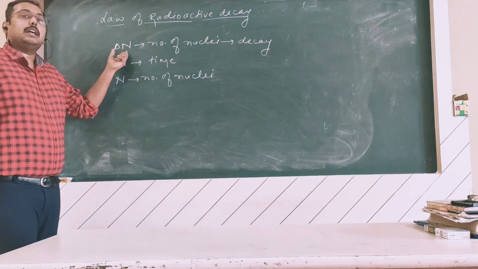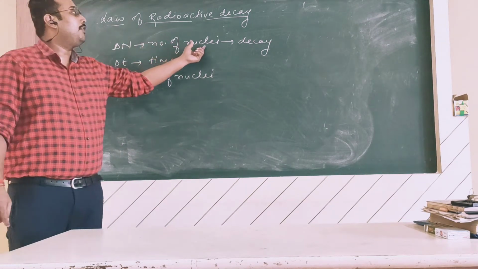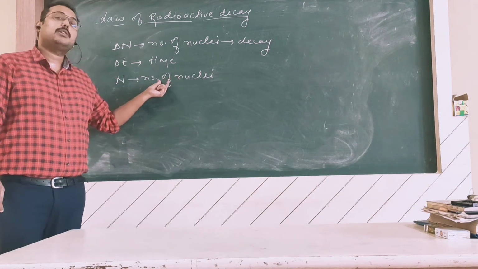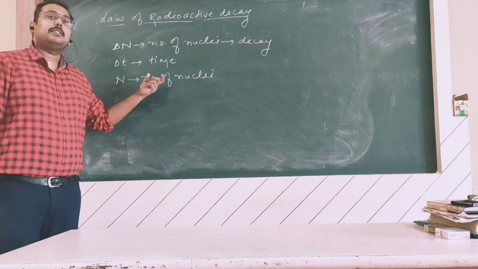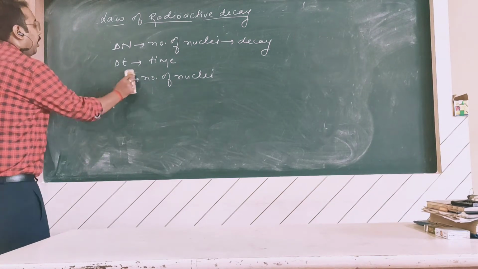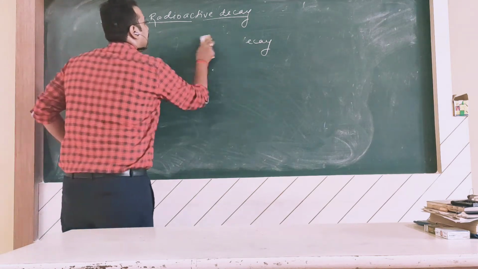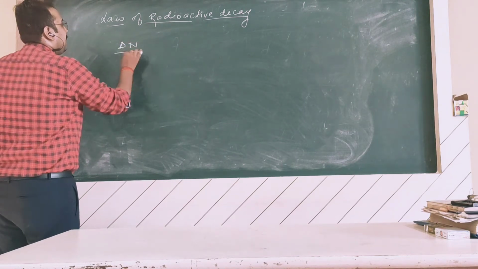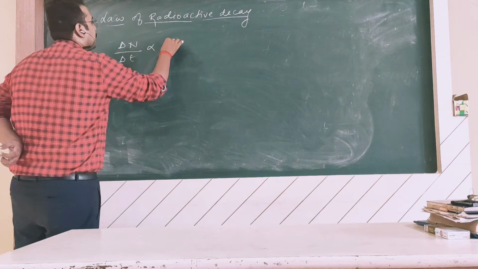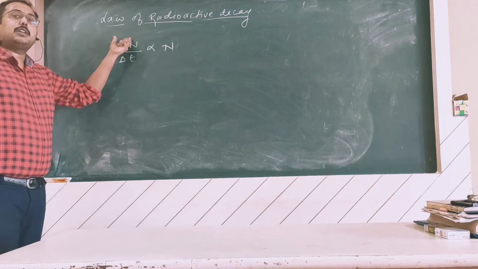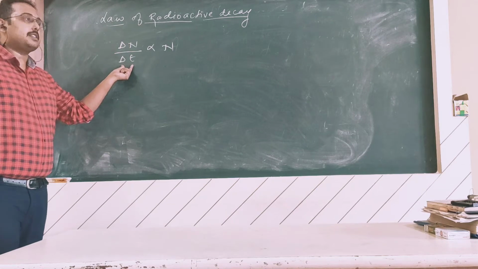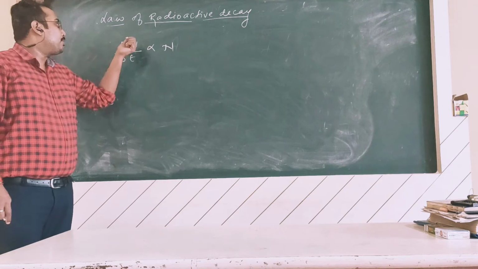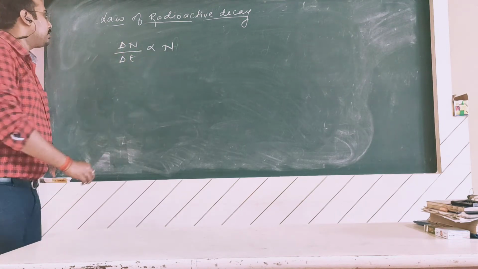Let's see once again what I am telling. Suppose delta n is the number of nuclei undergoing decay in time delta t, and n is the number of nuclei present at that time in the given sample. Then from the law of radioactive decay, we can write: delta n by delta t is proportional to n. The number of nuclei undergoing decay per unit time is proportional to the number of nuclei present at that time.